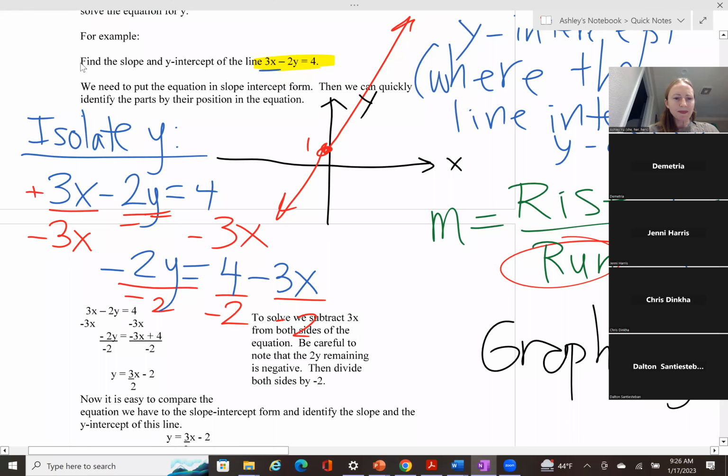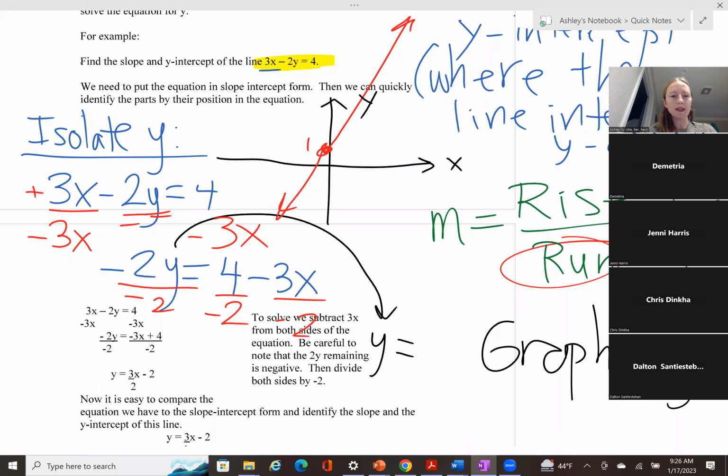So what do we get then? On the left side, of course, -2 and -2 will cancel, so I'll just get y. And then this term here, it's +4 divided by -2. That'll be -2. And then we have a -3 divided by 2.